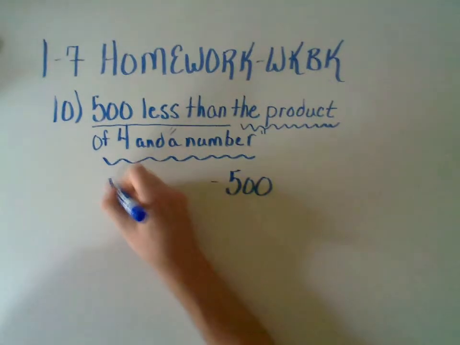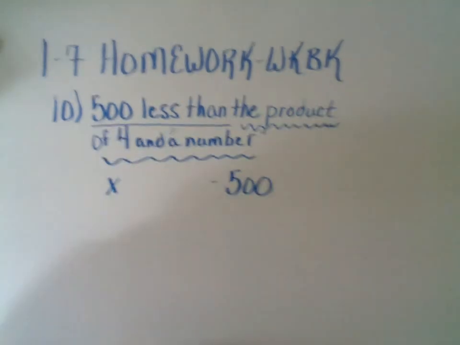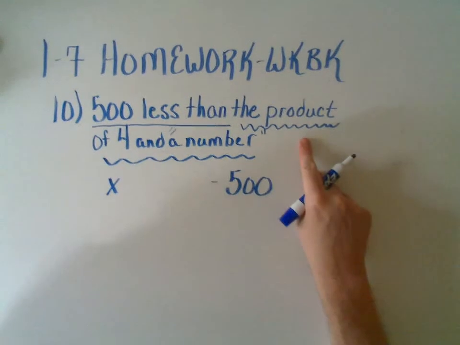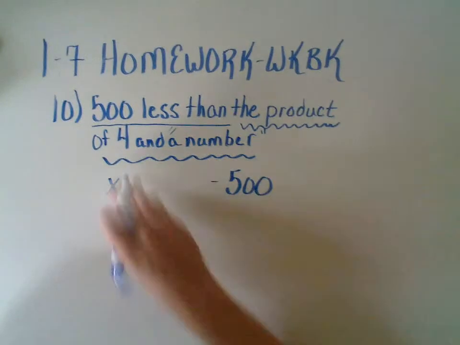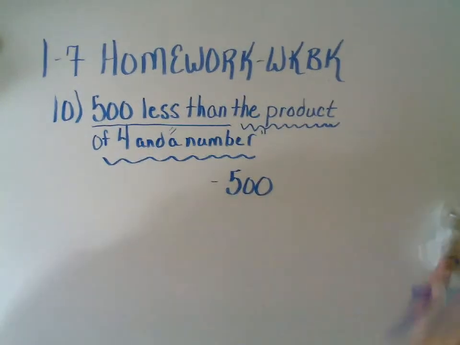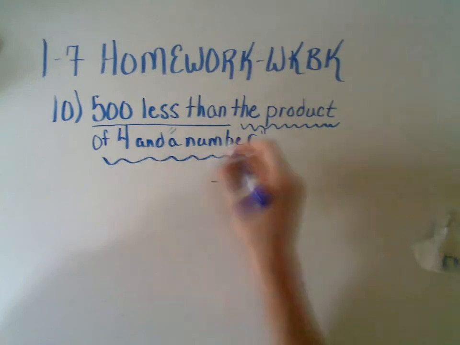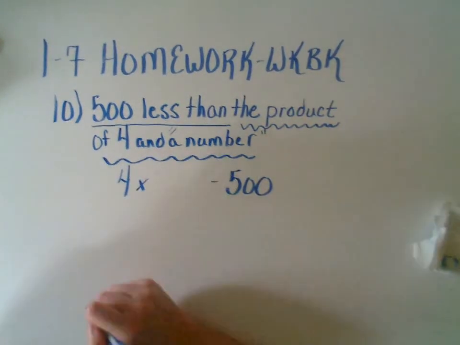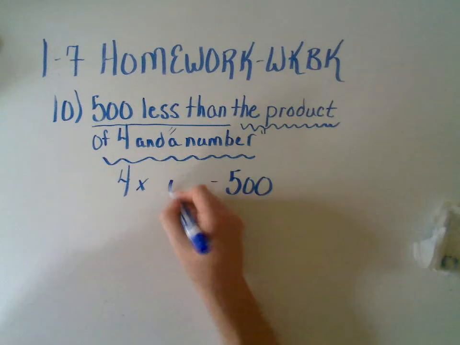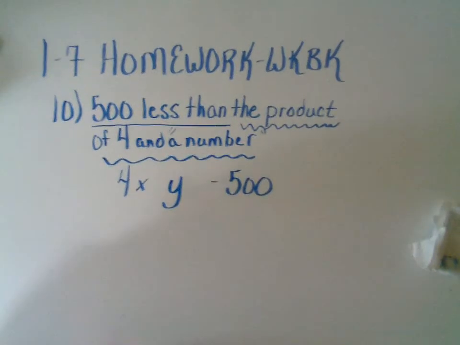Now, of course, because this is multiplication, I don't want to write a times sign first. Right? That might, again, be the first thing it says, but it doesn't make sense. A multiplication problem has the multiplication sign between the two components. So here, the multiplication sign is going to go between the 4 and the number, or the 4 and the variable. And of course, I'm not going to use x because I'm using x for multiplication. So I've got 4 times y minus 500, and that is properly translated into an algebraic expression.